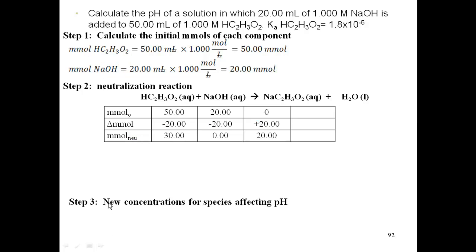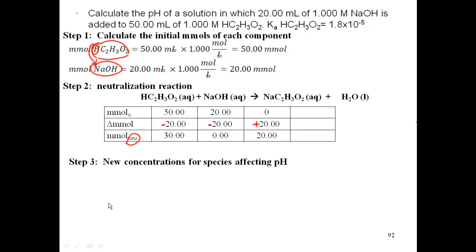So, next question. New concentrations of species affecting pH. So now we're going to figure out those two components that could be affecting my pH. Will they affect it? What is acetic acid? It's an acid. What kind of acid? A weak acid. Can that affect the pH of a solution? The answer is yes, it can. So that's something to worry about.